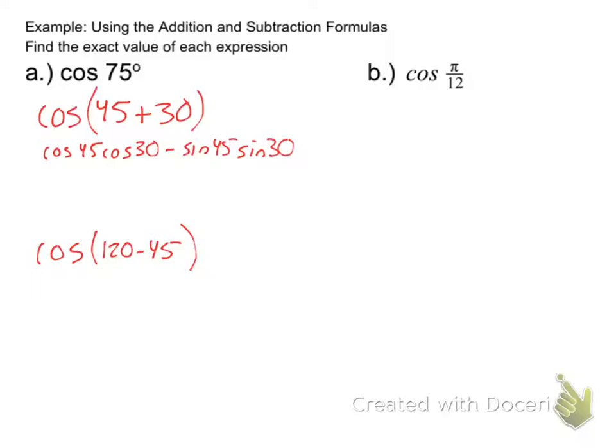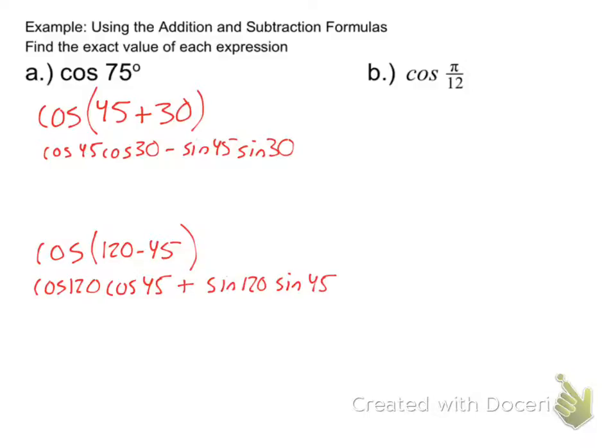I would think so, right? Doing the second one, isn't that the cosine of 120 cosine 45 plus sine of 120 sine of 45? Could you evaluate that one? I would hope so.